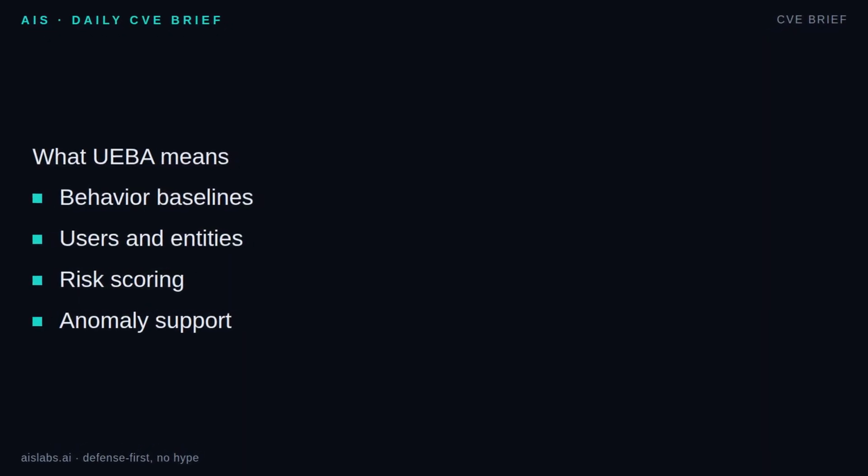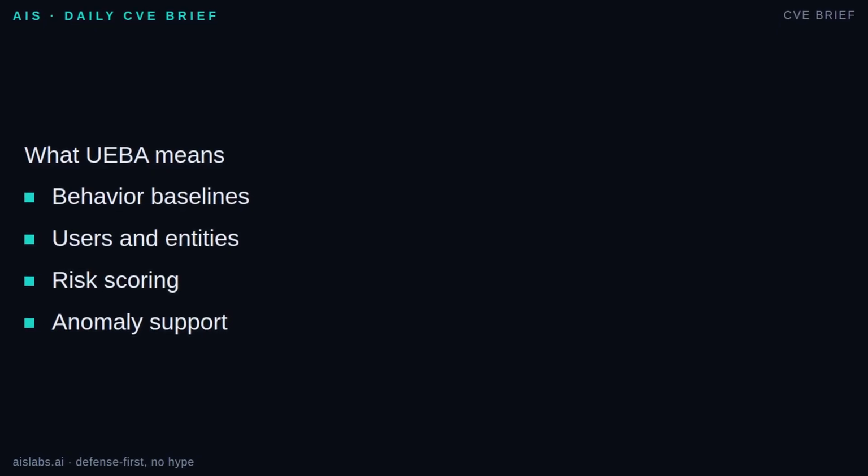UEBA stands for User and Entity Behavior Analytics. Plain English, it learns what normal activity looks like for accounts, devices, workloads, and sometimes groups, then scores activity that does not fit. A beginner can say it this way: UEBA finds unusual behavior so defenders can decide if it needs action. In a NIST-style framing, it supports detection and analysis. It does not replace policy, identity controls, or human judgment.